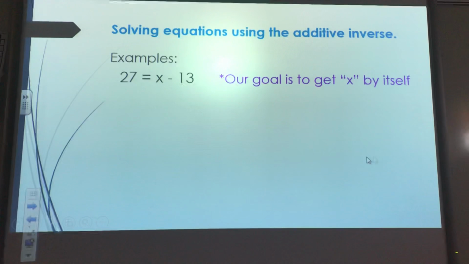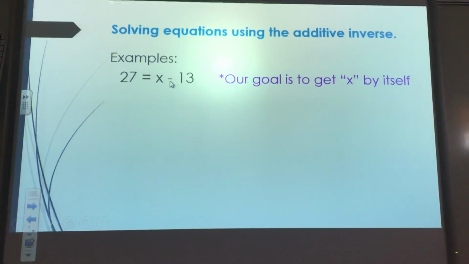Here's another example. Here we have 27 equals x minus 13. And again, our goal is to get x by itself. So looking at this problem, here's our x, and what is on the same side of the equal sign in this problem? A -13. So again, we want to create a 0. We want this to go away.